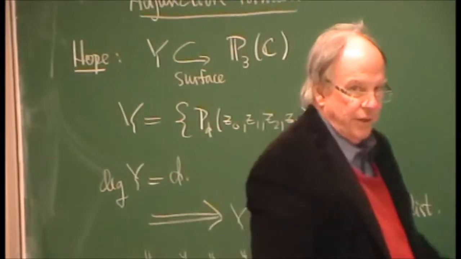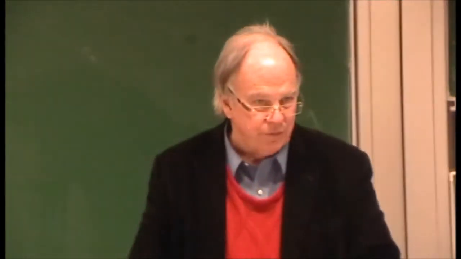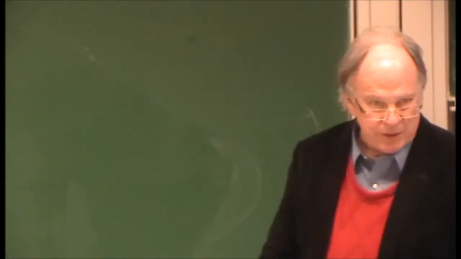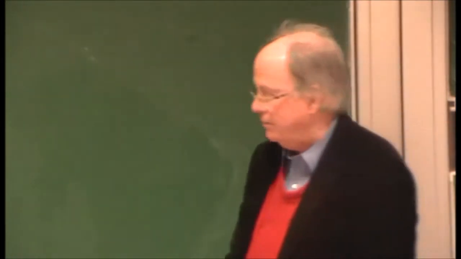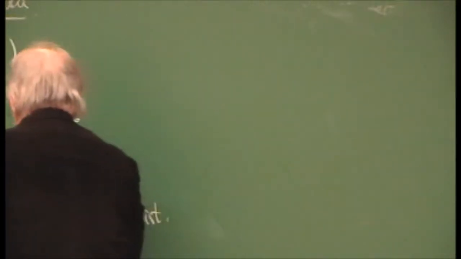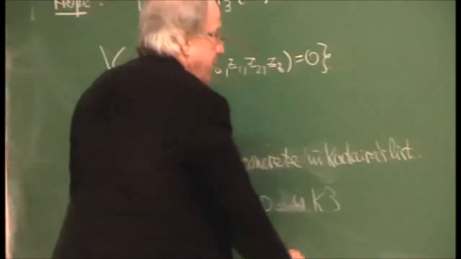Experts say, well, that's a K3 surface. And the way to see that that's a K3 surface is by something called the adjunction formula. And I'm not going to explain the adjunction formula. Okay? So this is, for example, a K3.